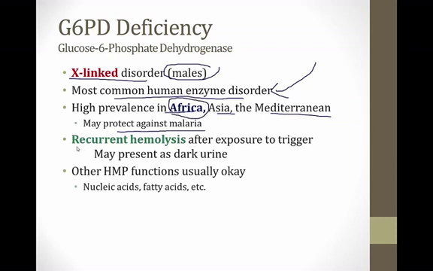The classic presentation is recurrent hemolysis after exposure to a trigger, and the hemolysis may present as dark urine. So a male patient who presents with dark urine after eating fava beans is a classic way for this disorder to present. Interestingly, the other functions of the HMP shunt are usually okay. So as I told you before, the HMP shunt, in addition to generating NADPH, is also used for nucleic acids and fatty acid synthesis. Usually people with this deficiency do not have problems in these areas. The problem is solely with the red cells and protection from oxidative damage.